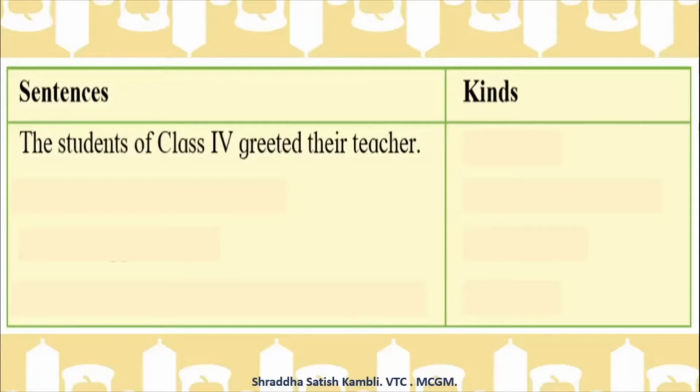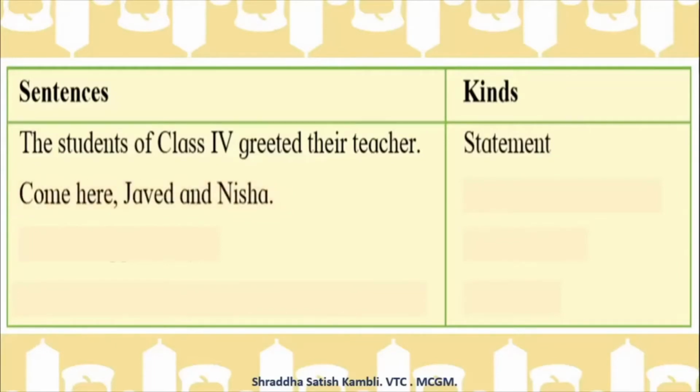So what kind of sentence is this supposed to be? It is a statement. Alright, and then let's look at the next example. Come here, Javed and Nisha. Okay, now let us look at the statement again carefully first. You see it starts with a capital letter T, and you also have a full stop at the end of the sentence. So that is one kind of sentence for you which we call a statement.